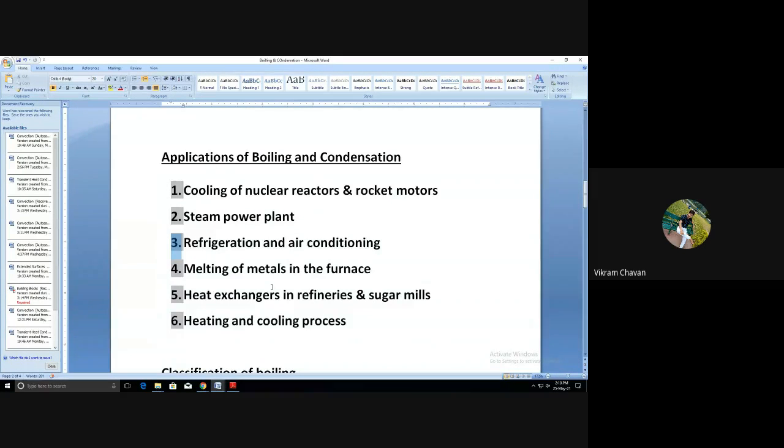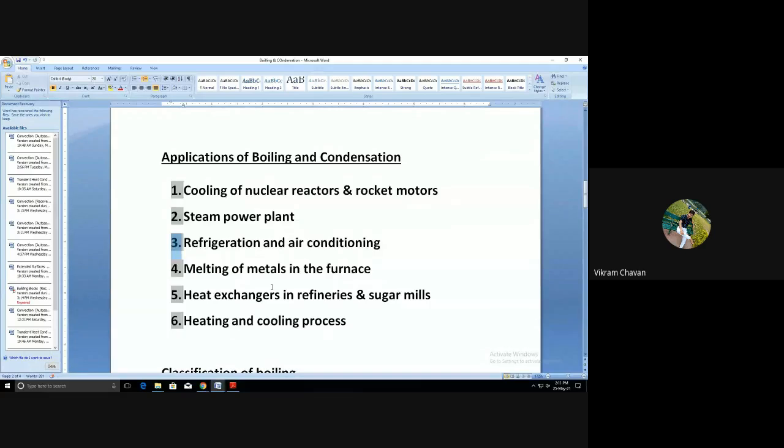Then melting of metal in the furnace. Okay, so this is also a boiling phenomenon. Then heat exchangers used in refineries and sugar mills. We know that we need to boil sugar juice before converting it from juice into sugar. For that reason, more effectiveness and a more efficient device is required. That need will be fulfilled by highly efficient heat exchangers. Okay, and this is once again a boiling and condensation phenomenon.